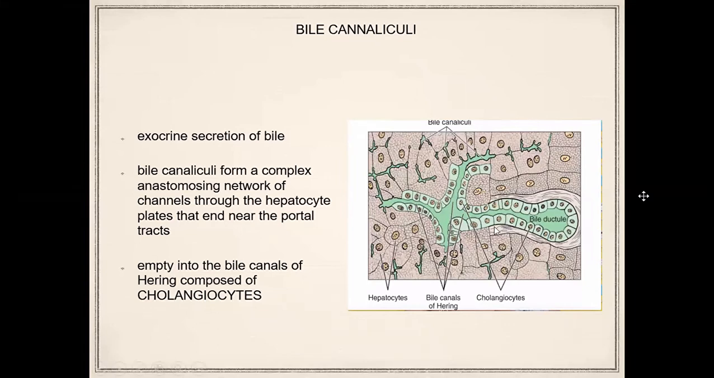The ductules have your cholangiocytes. These are hepatocytes, and the lining are the cholangiocytes. And these are your bile canals of Hering.